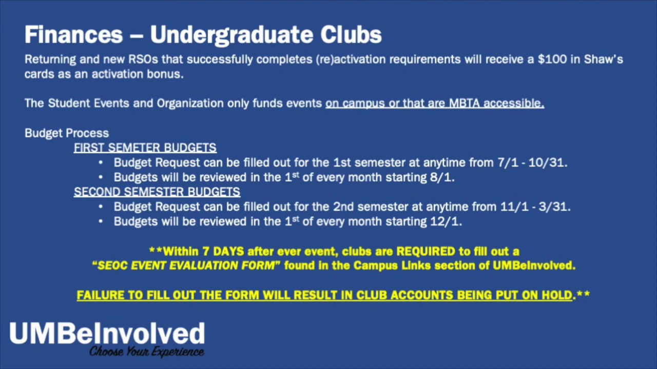Within 7 days of every event, clubs are required to fill out an SEOC event evaluation form found in the campus links section of UMBeInvolved. Failure to fill out the form will result in club accounts being put on hold.